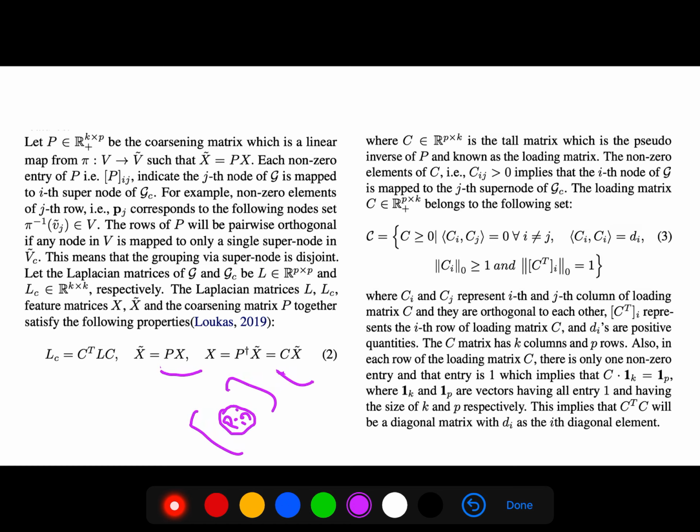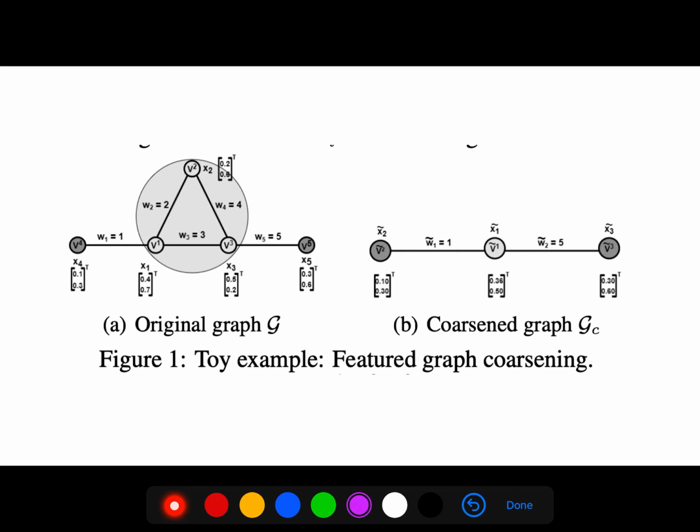And so the non-zero elements of C imply that the i-th node of G is mapped to the j-th supernode of G sub C. So the loading matrix belongs to this set. And C sub i, C sub j represent the i-th and j-th columns of the loading matrix. So this is a toy example. You see the featured graph coarsening. The spectral similarity is shown by calculating the relative eigenerror.